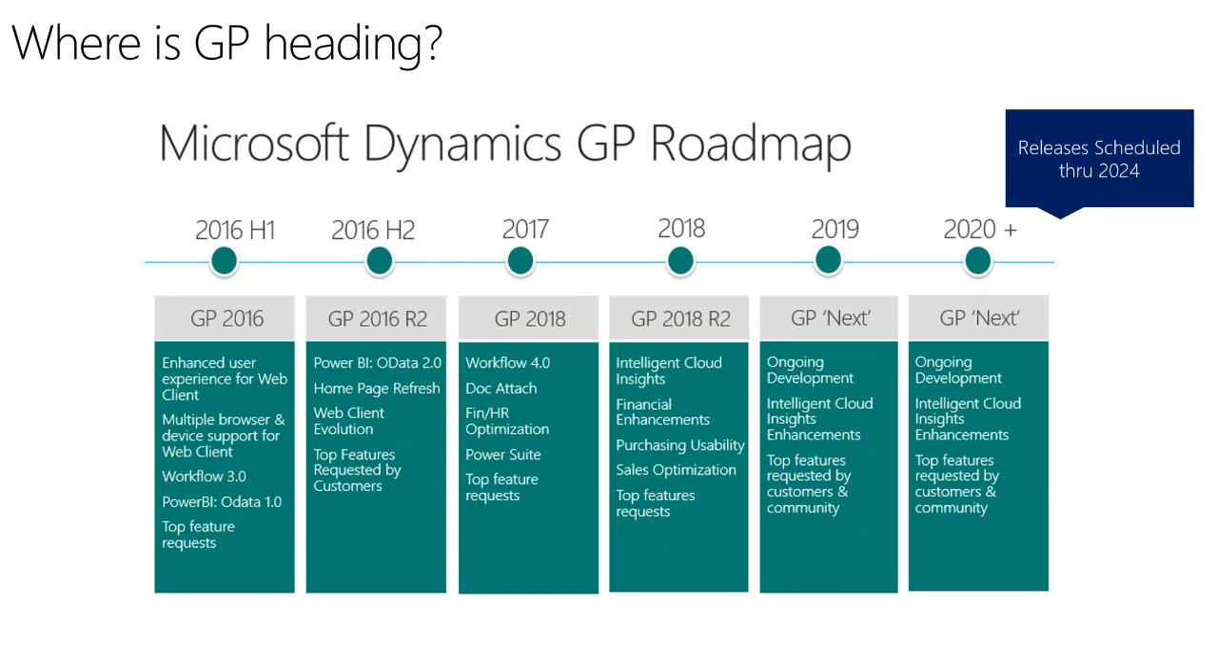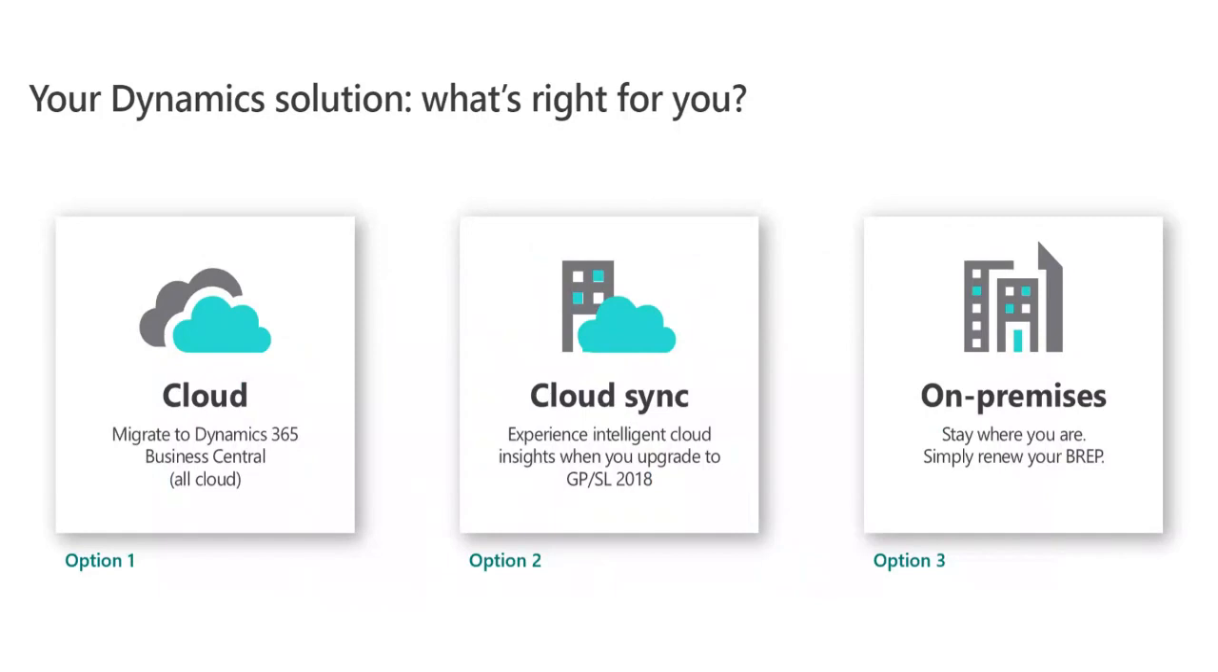So based on the fact that GP is still there, we have these conversations with many of our customers about what their options are today and what they can do. Many of our customers are thinking about moving to the cloud. Some of them want to continue to stay on premises. They don't want to move from GP, and there are a lot of different options out there, and we want to talk about that because Microsoft does have a path.